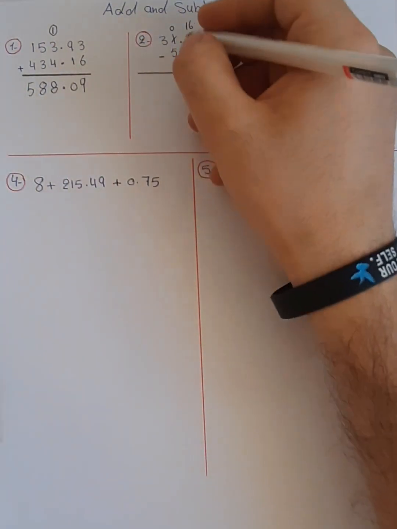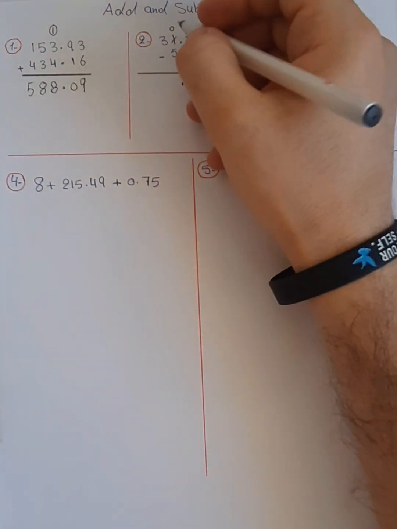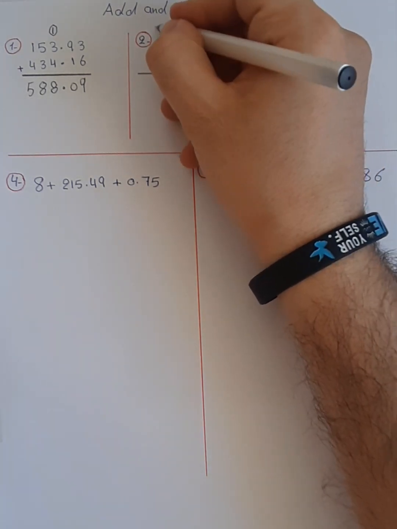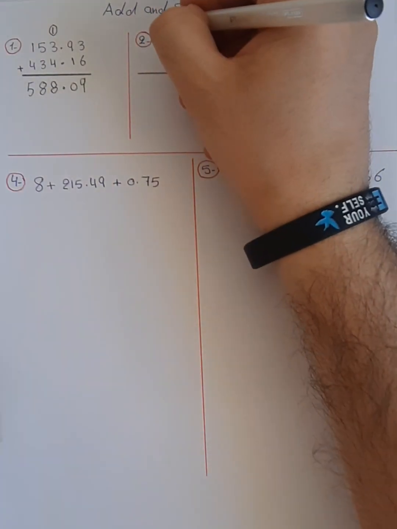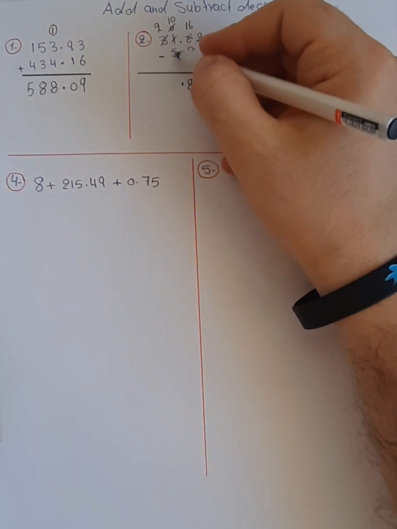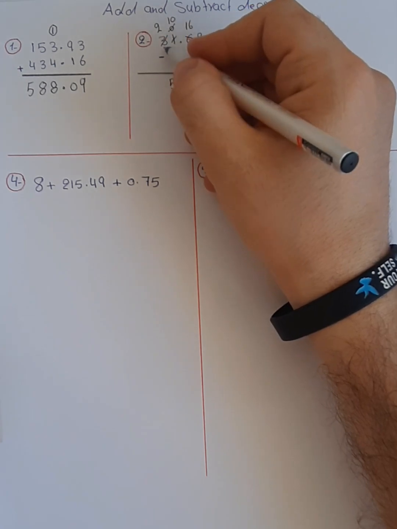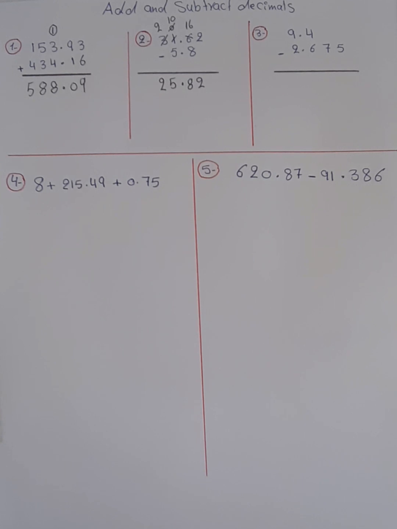and then write the decimal point in the same place, and we have 0 minus 5. You have to break apart 3 become 2, and 0 plus 10 become 10. Now we have 10 minus 5 equal to 5, and 2 minus nothing, we have to write 2. So the difference is 25 and 82 hundredths.